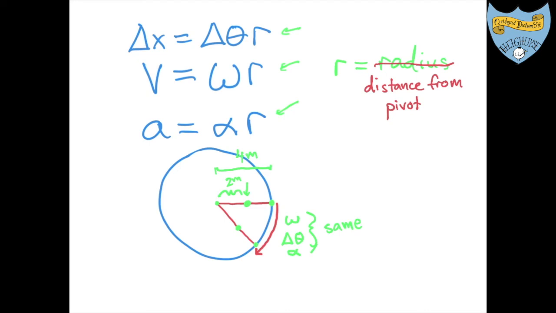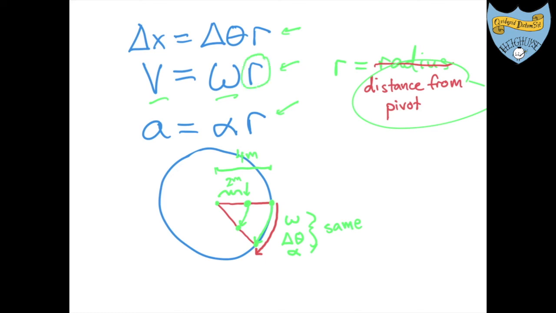However, this guy out on the edge, since he's traveling through a greater distance than the guy who is closer in, is moving with a different linear speed. In fact, a greater linear speed because he has a greater distance from the pivot. If all riders have the same angular velocity, their linear velocity is based on their distance from the pivot.